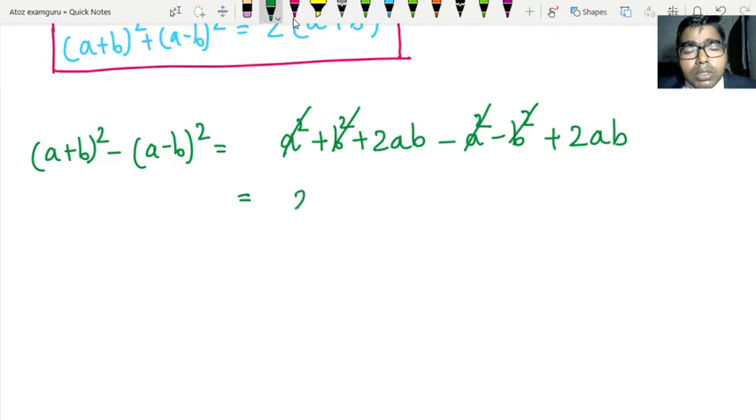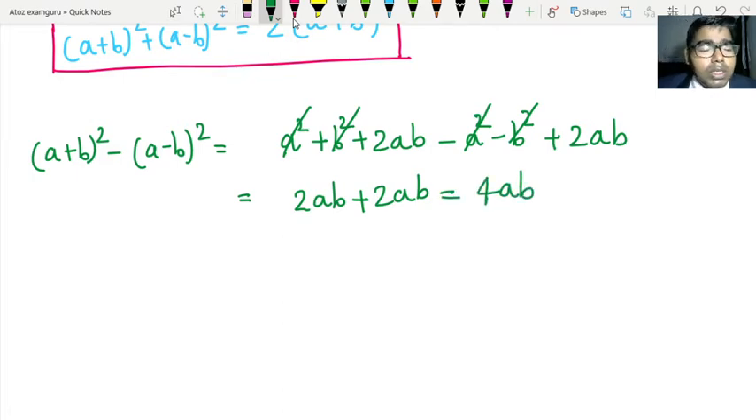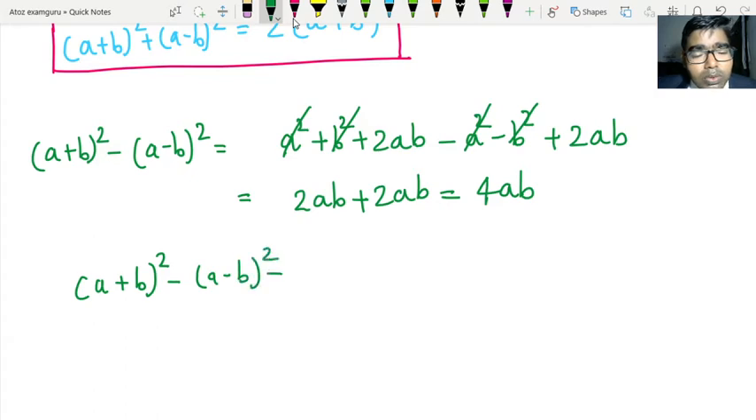So you will get twice ab plus twice ab. This will give you 4ab. It means when you are going to subtract these two formulas, right friends, you will get 4ab.